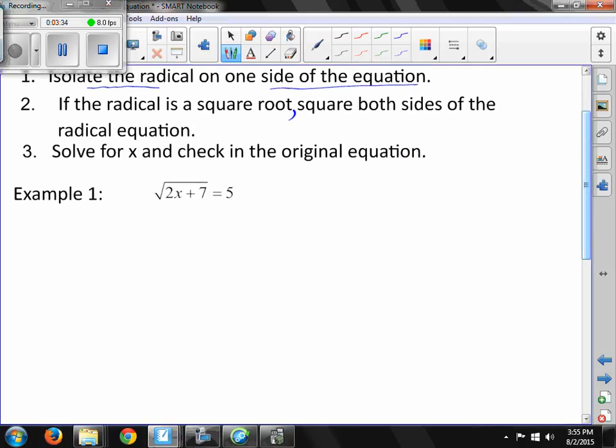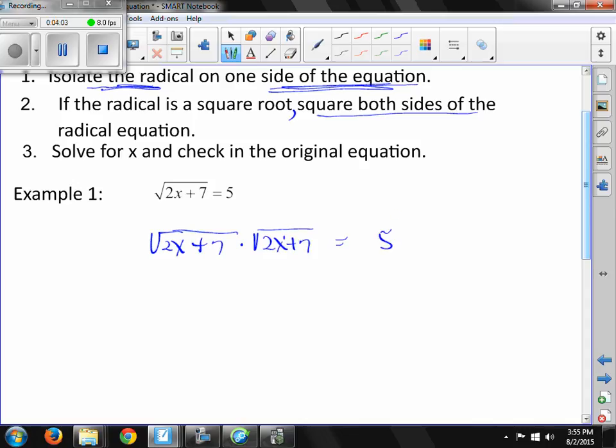So we'll start off. The radical is isolated. It is on one side of the equal mark. Isolate the radical on one side of the equation. So that's already taken care of. And it's a square root, so we're going to square both sides of the radical equation. So when we square both sides, when I square the left side, when I do the square root of 2x plus 7 times itself, it just lifts the radical. And then I'm going to square the 5 squared.